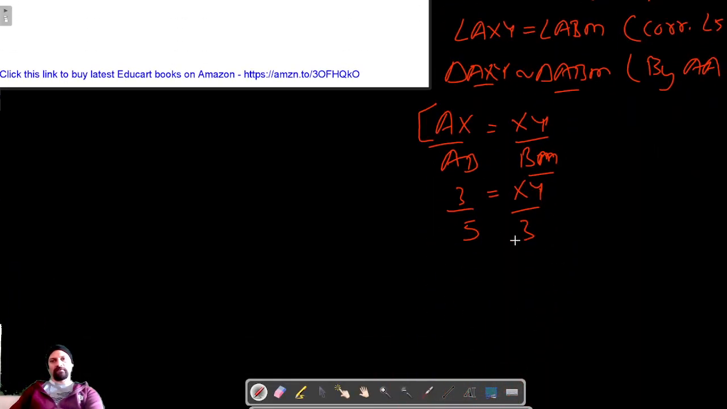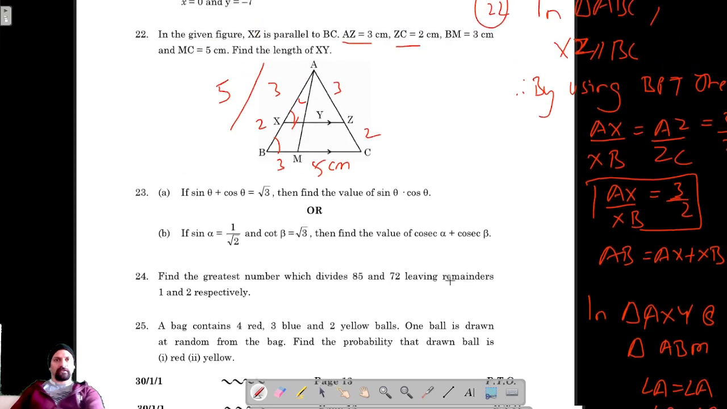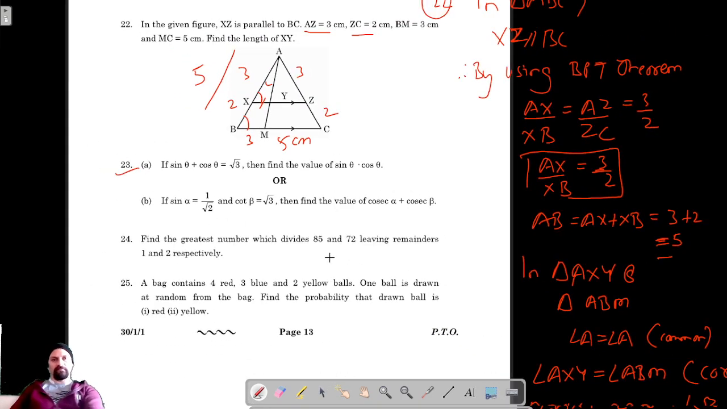So XY is equal to 3 into 3 divided by 5, which is equal to 9 by 5. And this is equal to 1.8. So this is 1.8 centimeter. Okay, so this is 1.8 centimeter. And let's move on to question number 23.